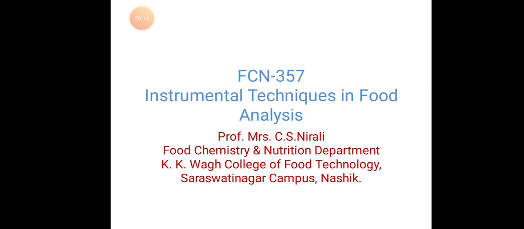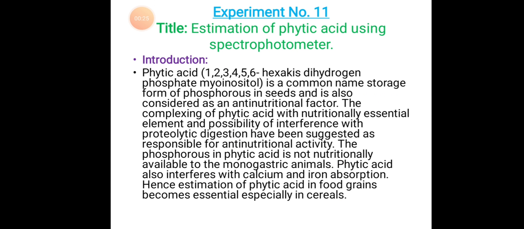Under course title FCN 357, Instrumental Techniques in Food Analysis. Today we will see experiment number 11, title: Estimation of phytic acid using spectrophotometer.